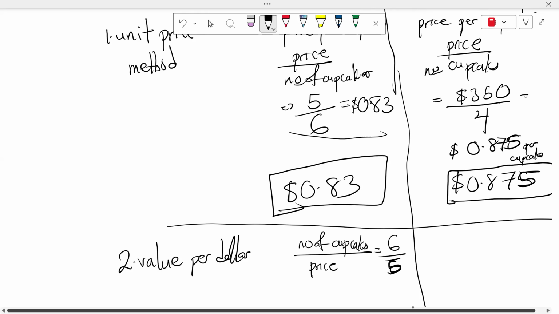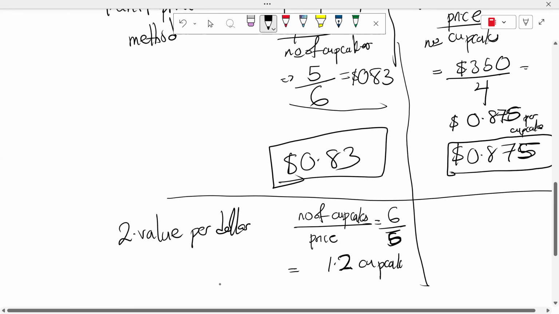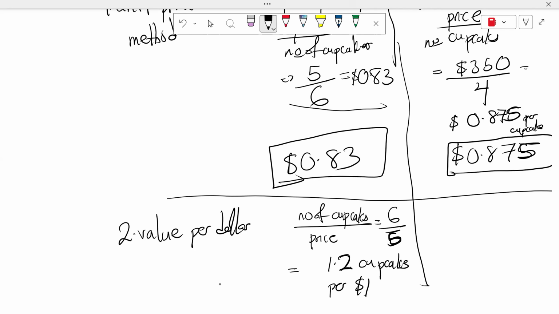And what is 6 divided by 5? That will be 1.2. So it means that if we're to pay $1, for example, we would be getting 1.2 cupcakes per dollar. I don't think it would make sense to get 1.2 cupcakes, but we're just comparing. The number of cupcakes, 6, divided by the price, 5. So for $1, you get 1.2 cupcakes.